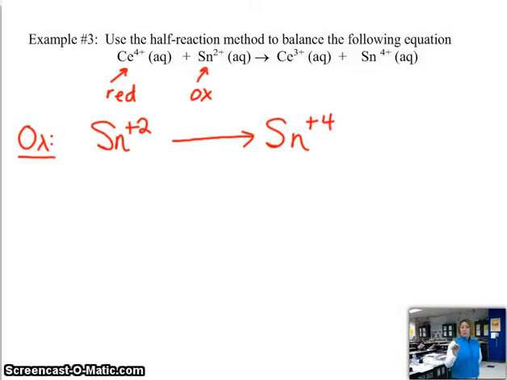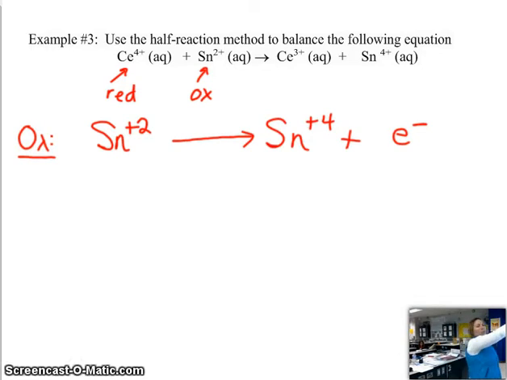And now we have to balance this half reaction. So there's one tin, there's one tin. But if you notice, the charges are not the same. The charge on the left is plus 2, the charge on the right is plus 4. So you go to the side with the higher charge when you're writing half reactions, and you add negative particles, which are electrons, so that the charge is brought down to equal the side on the left.